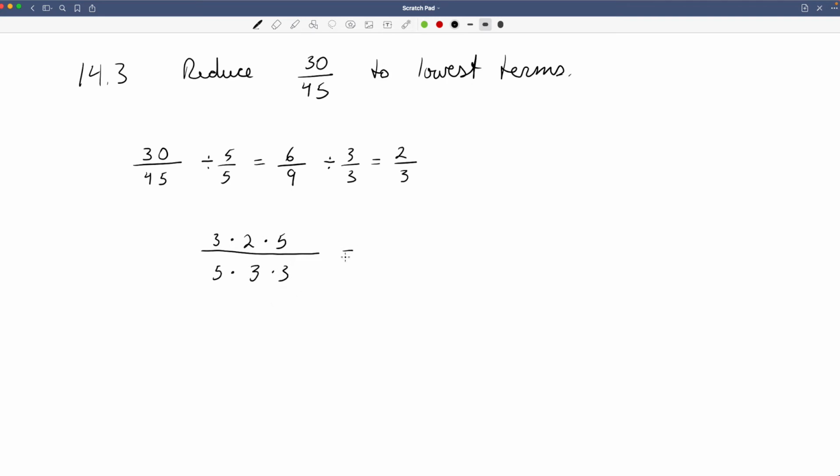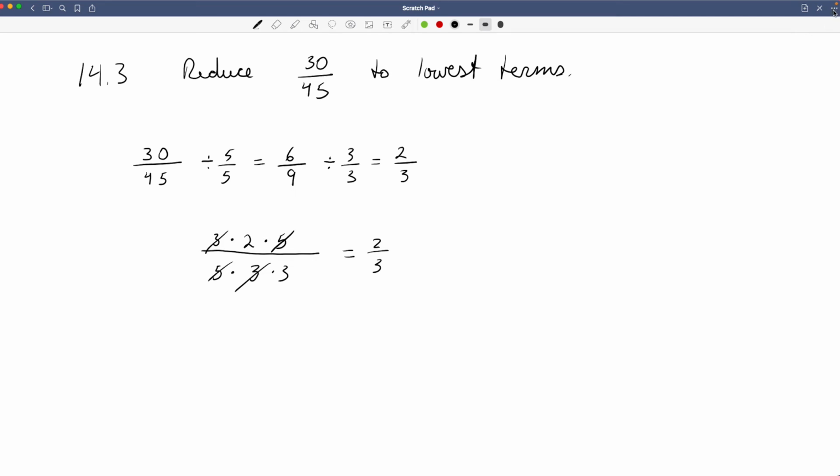Now to reduce, all I have to do is eliminate the same factor on the top as I do on the bottom. So cross out the 5s, cross out a pair of 3s. All I have left is 2 over 3. That is the same answer I got up here, and it's a little bit fewer steps. It's a little bit cleaner way to do it. So if you would prefer to do it like this, or start trying to do it like this to kind of wrap your head around how that works, I highly encourage that.